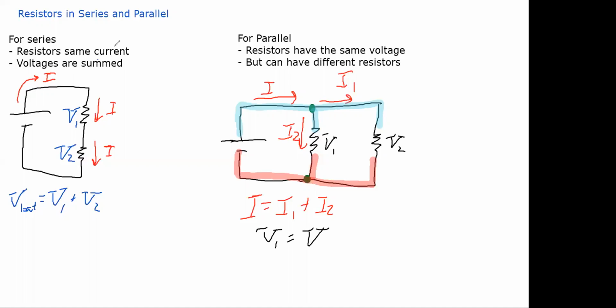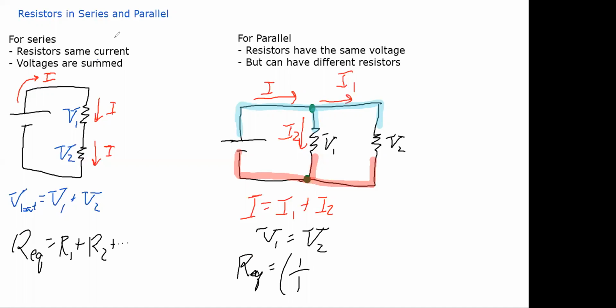Those are the key characteristics of series and parallel, and of course we have our equations for equivalent resistance that we derived last time. R equivalent equals R1 plus R2, and so on if you have more resistors in series, and then 1 over R equivalent for parallel is 1 over R1 plus 1 over R2.